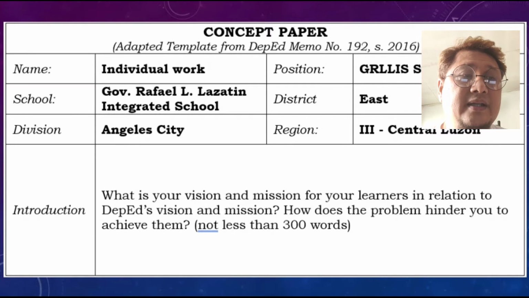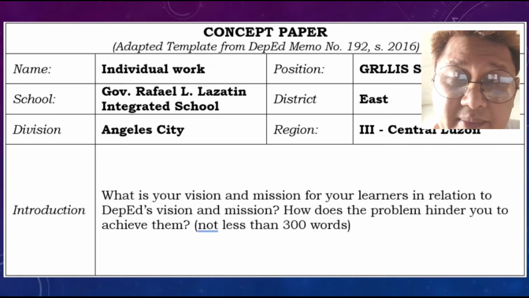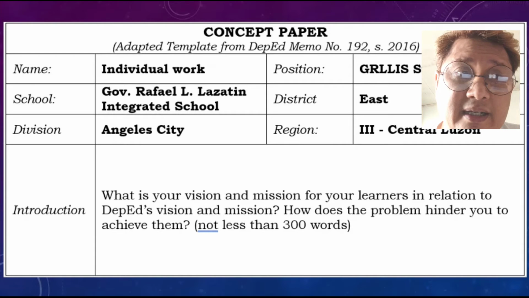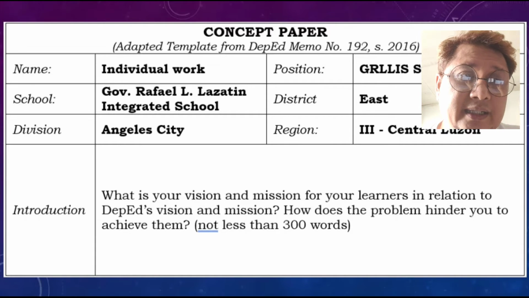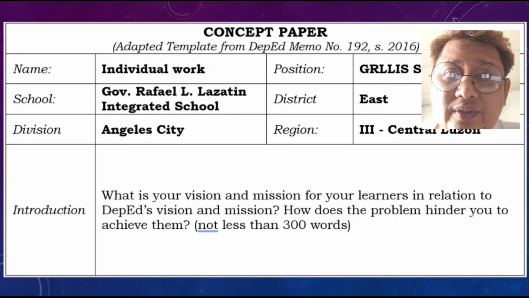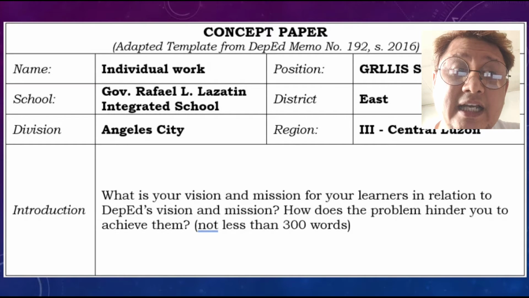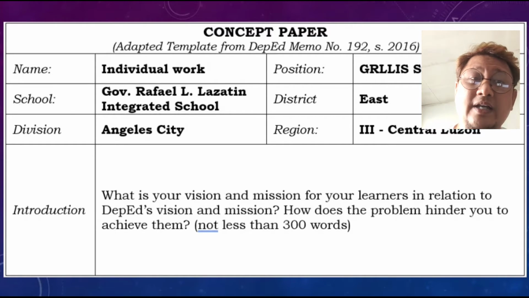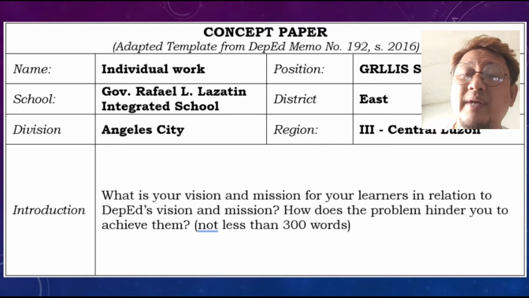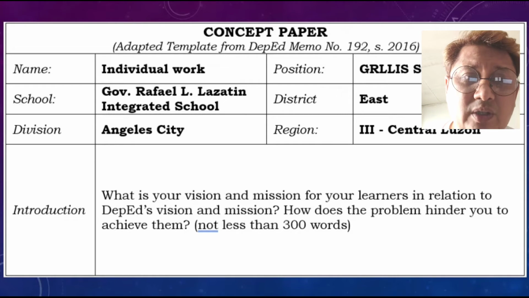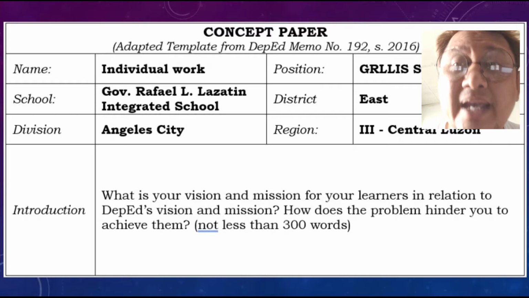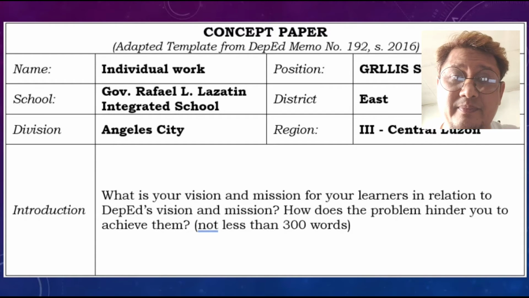Okay? Now, here you put your name. Kikita niyo sa background. You put your name. And then the rest, same lang. Ayan, 300 words na to. Introduction. Okay? 300 words. Anong introduction? About the mission, vision, at yung problema, paano na-apekto yung mission and vision. 300 words minimum. So, pwedeng 300 above.